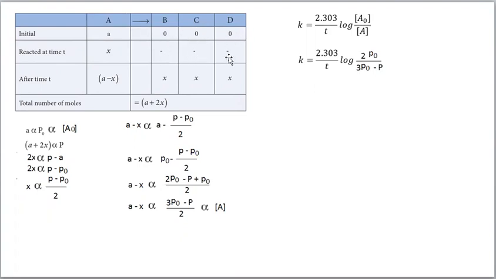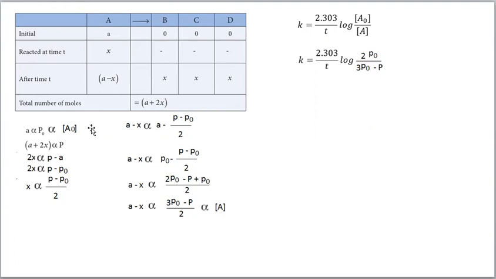These are not reacted, but these are formed: X mole, this also X mole, this also X mole. After time T, the concentration is how much? Initial quantity is a, reacted is X, remaining is a minus X. This is X, this also X we will get. Then the total number of moles after time T: adding these four values, a minus X plus X gives a, then plus X plus X, so we get a plus 2X.